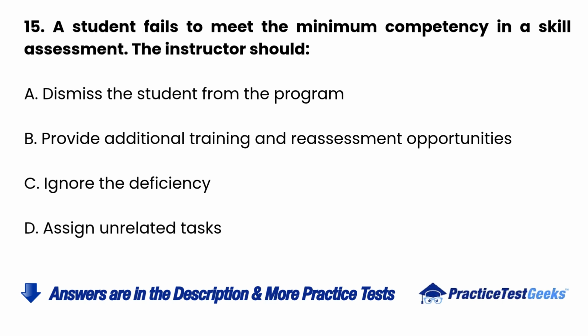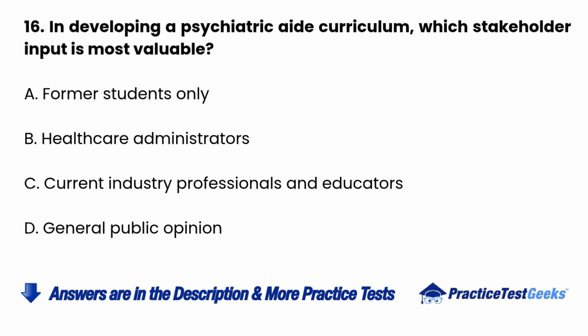15. A student fails to meet the minimum competency in a skill assessment. The instructor should A. Dismiss the student from the program. B. Provide additional training and reassessment opportunities. C. Ignore the deficiency. D. Assign unrelated tasks.